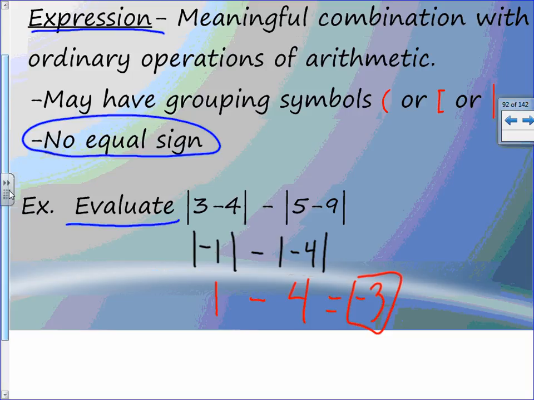So in order, we did the grouping symbols first. So we did what was inside of those. Those are the absolute value signs. We did the absolute value, and then we subtracted. If we did it in a separate order, you'd get a different answer. So you can't do it in a separate order. You have to follow the correct order. Questions on that?